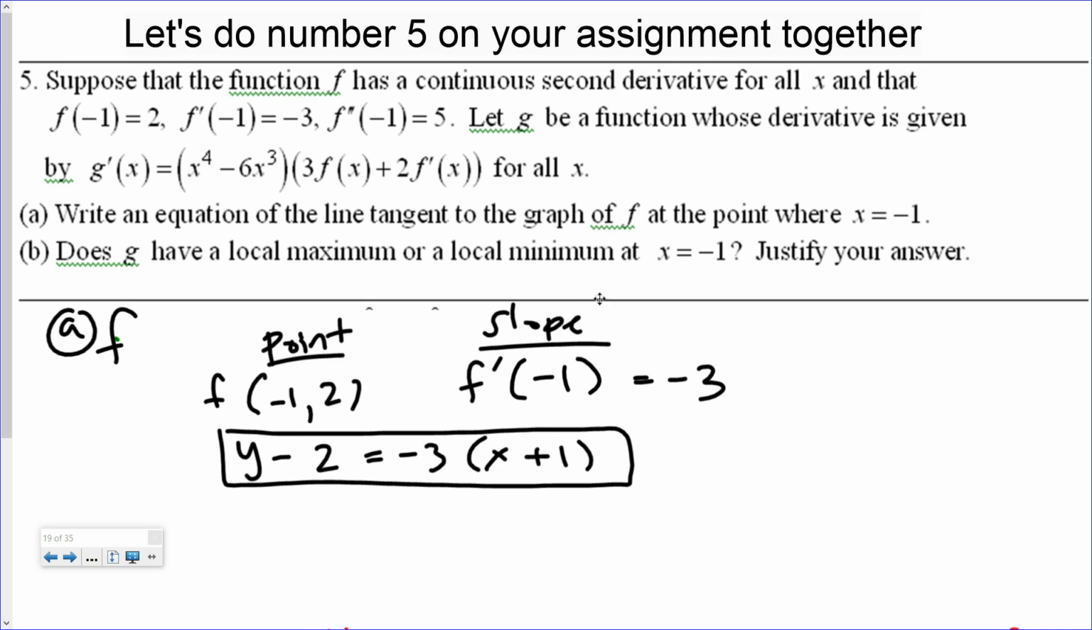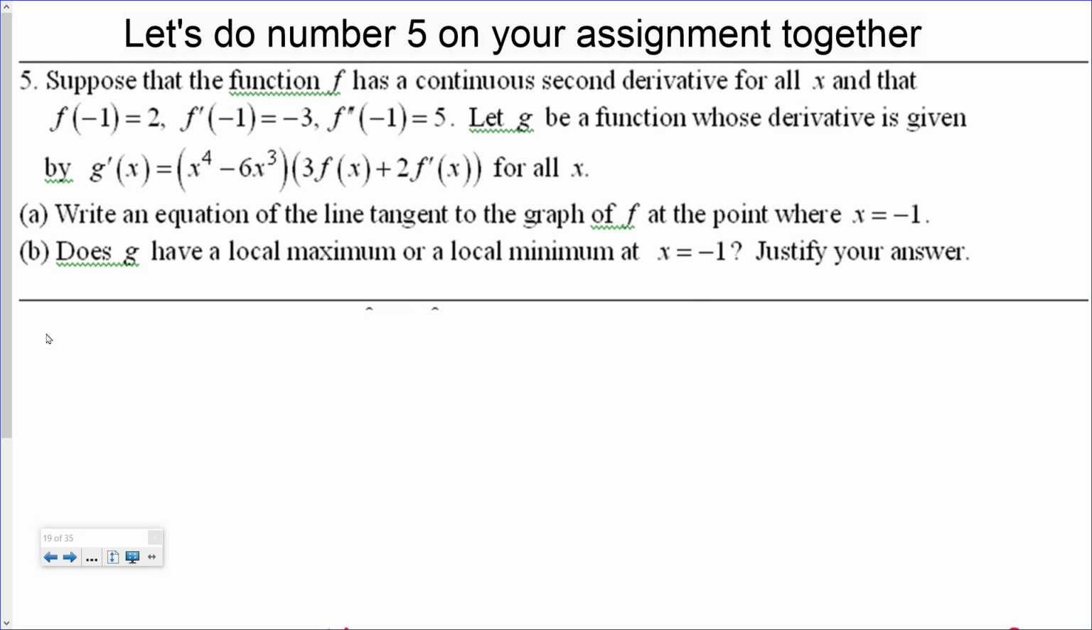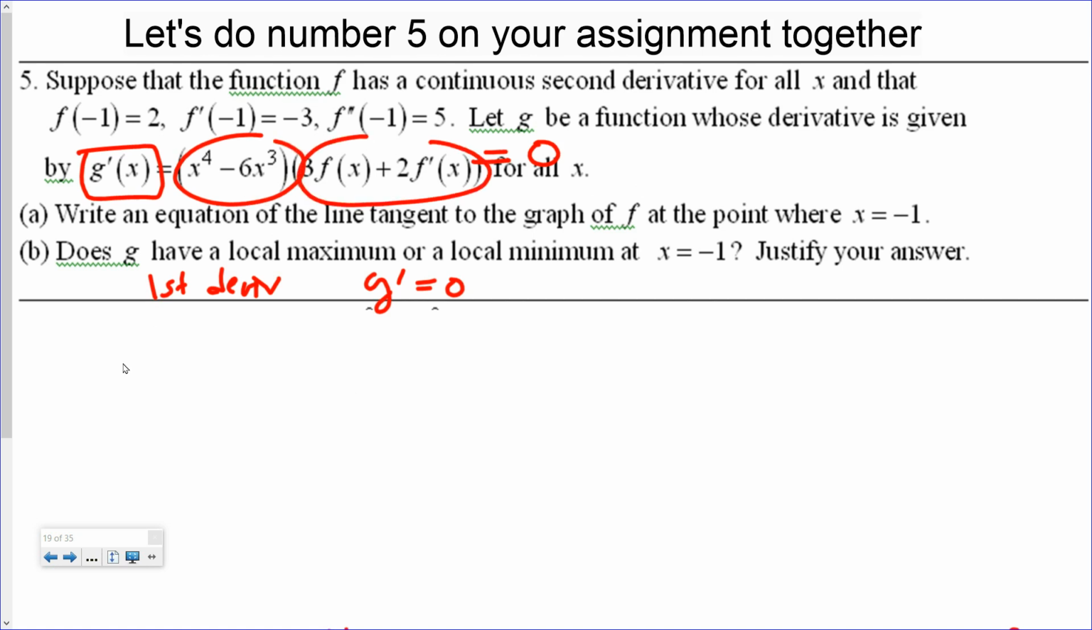Right there, what I want to talk to you guys about is this. I'm going to erase part A. Hopefully you're done with it. If I use the first derivative test, what you have to do is set g prime equal to 0. And here's my g prime right here. You're going to have to set that equal to 0, then solve for your x's. If something times something equals 0, then what you have is x to the fourth minus 6x cubed equals 0.